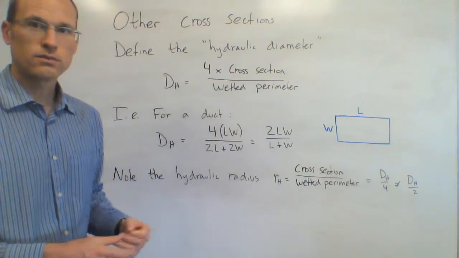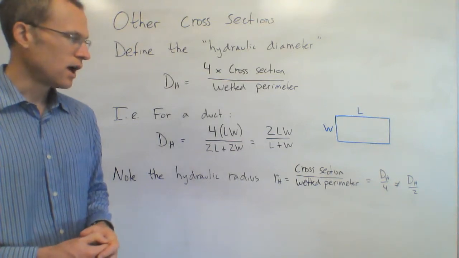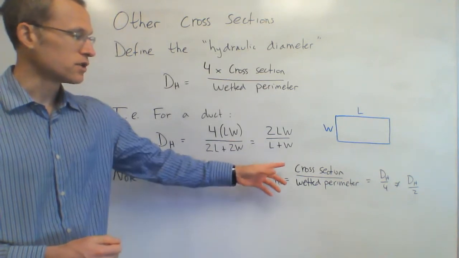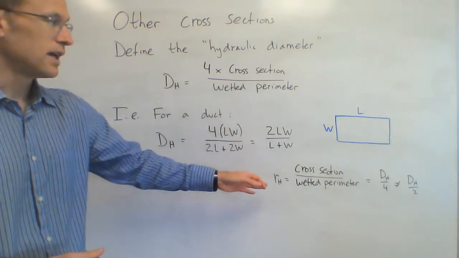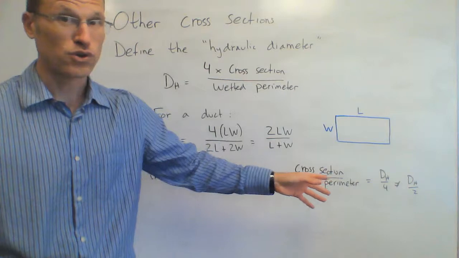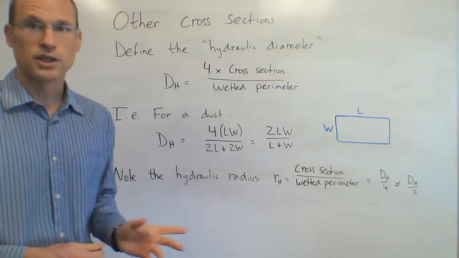Sometimes there's also a hydraulic radius that's important for some questions. Hydraulic radius is defined to be the cross-section divided by the wetted perimeter, so no 4 there, which means that my hydraulic radius is actually my hydraulic diameter divided by 4, not divided by 2, and that's just based on this definition, so be careful with that.